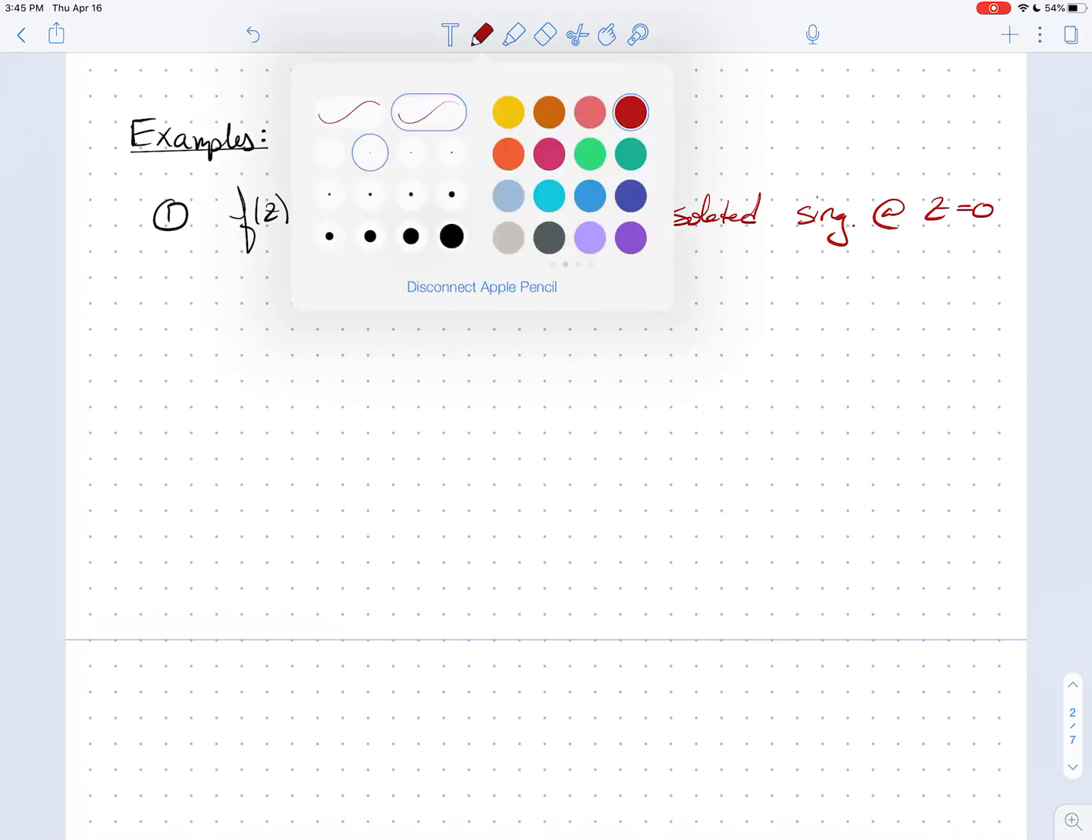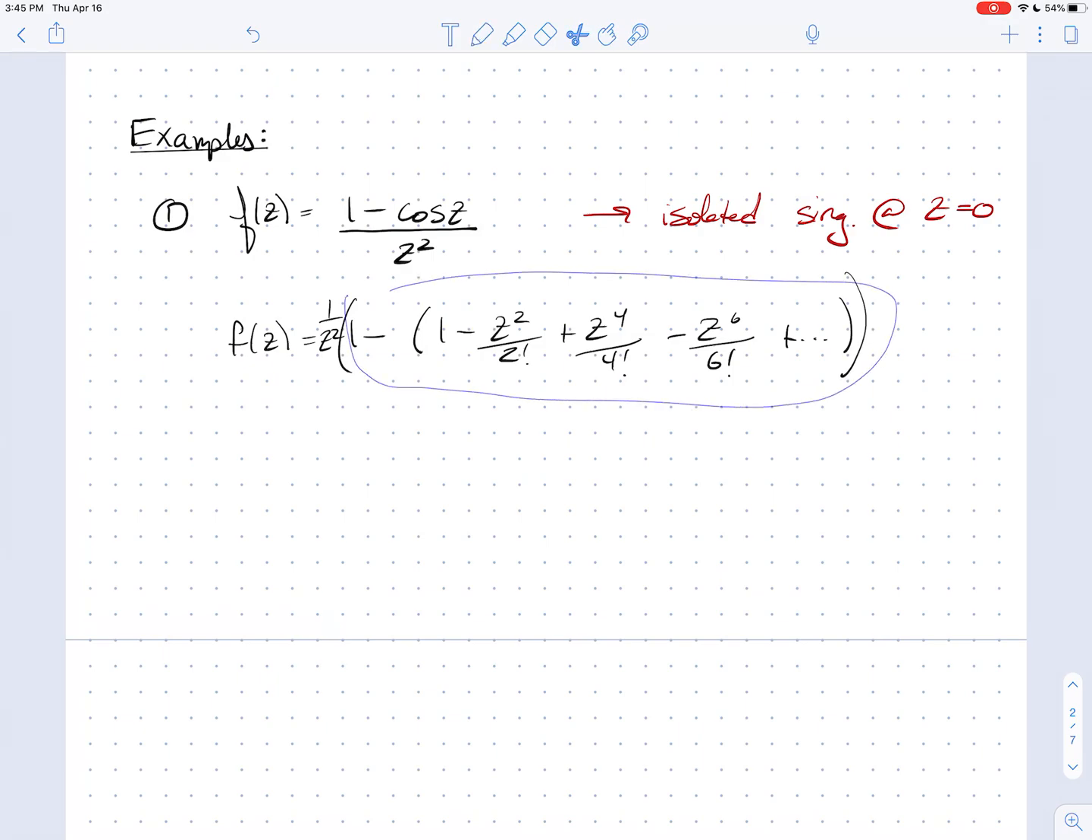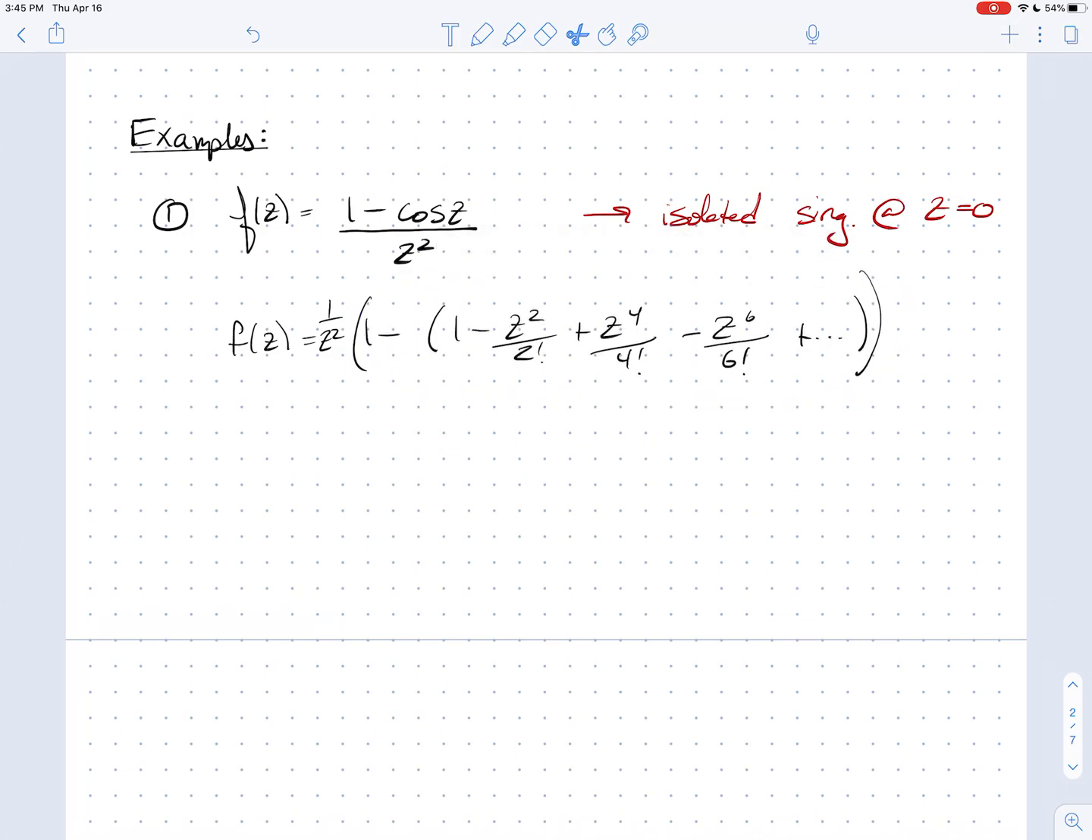All right, so I'm thinking about this function f. I'm going to write down, let's just do black. I'm going to think about f of z as 1 minus, let's go ahead and expand cosine. So 1 minus z squared over 2 factorial plus z to the 4th over 4 factorial minus z to the 6th over 6 factorial, so on and so forth. And then I've got all this over z squared, so let's just put a 1 over z squared out front.